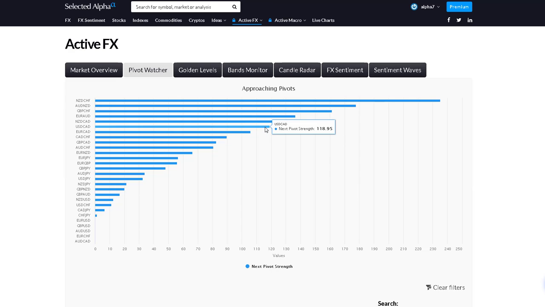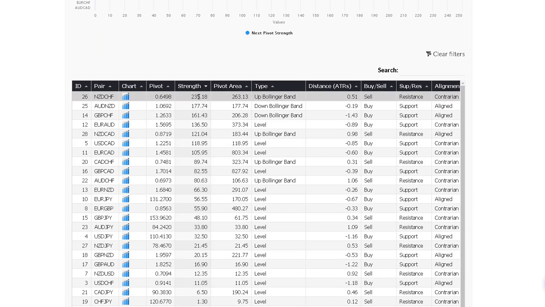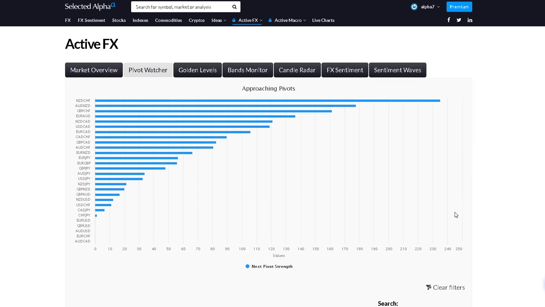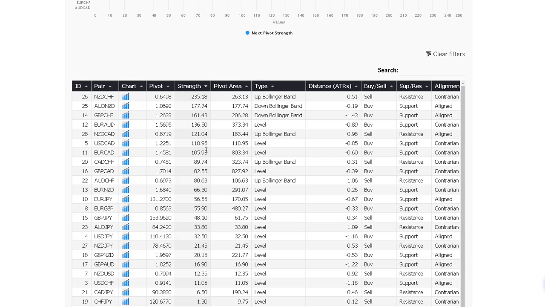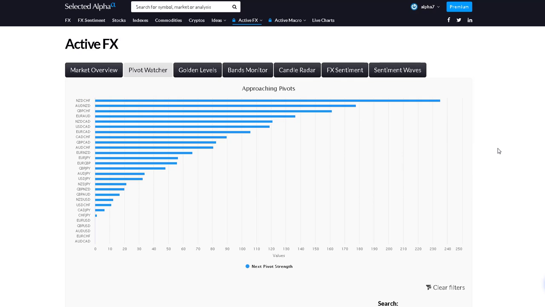The PivotWatcher table is by default sorted by the strength of the pivots approached by the trading instruments covered by selected alpha. This dashboard is made out of the approaching pivots chart and the PivotWatcher table. This chart lists the strength of all nearby price pivots in the descending order. You can apply further filtering of the results in the PivotWatcher table and the chart will reflect this filtering.